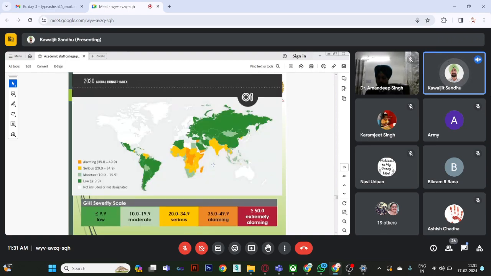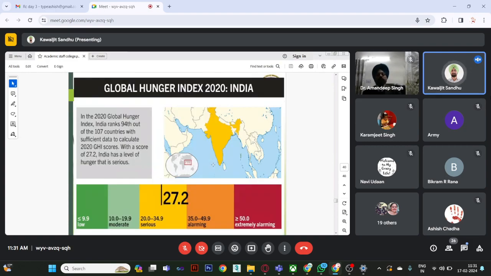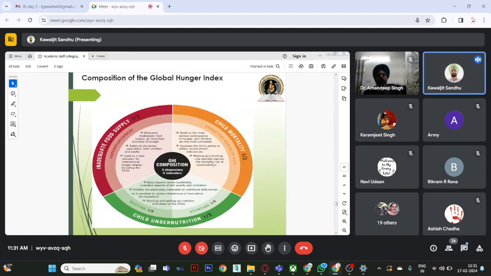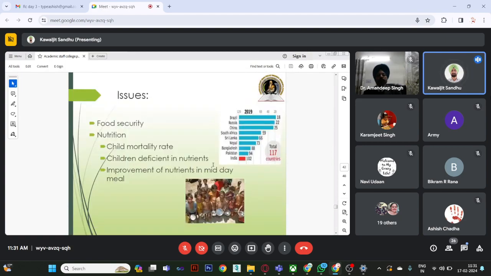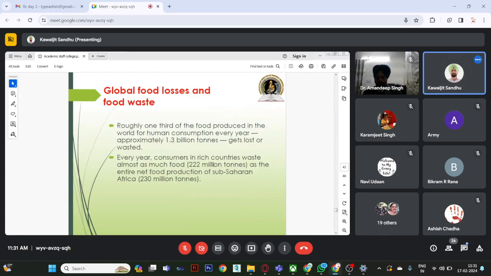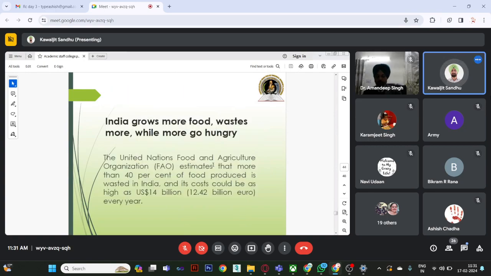Just to tell you about global hunger indices, India's situation is very poor and alarming as far as the global hunger index is concerned. India is ranked about 94 out of 107 countries, with very high global hunger index scores. What I need to tell you is that we are wasting huge amounts of food. India grows more food, wastes more, while more grow hungry.